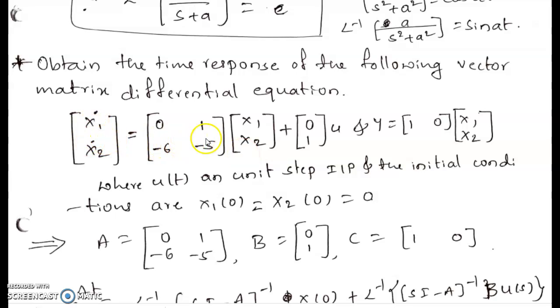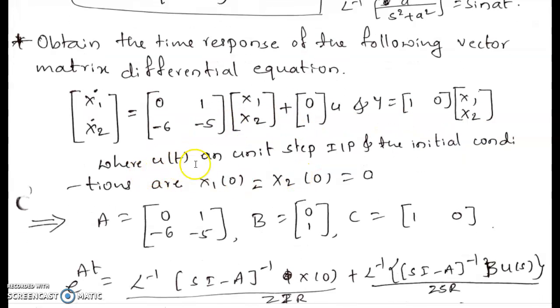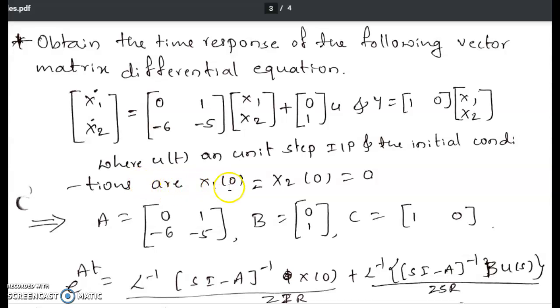Here they have given x dot is equal to ax plus bu, y is equal to cx. A matrix is given, b is given, c is given. See here the b matrix, and u of t is a unit step input. What is u of t? Unit step, you learned in the previous subject: unit step, ramp, parabolic. Okay, unit means input u is equal to 1. Input is equal to 1. And the initial conditions are x1 is 0, x2 is also 0. x1 of 0, x2 of 0 is 0.